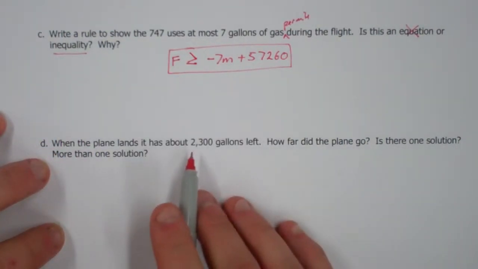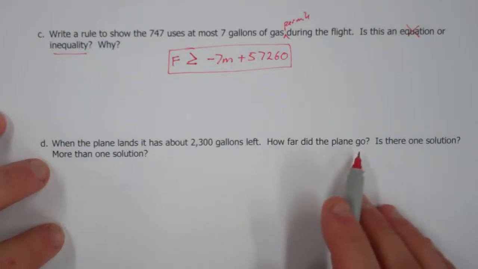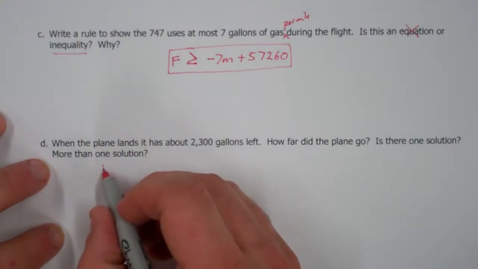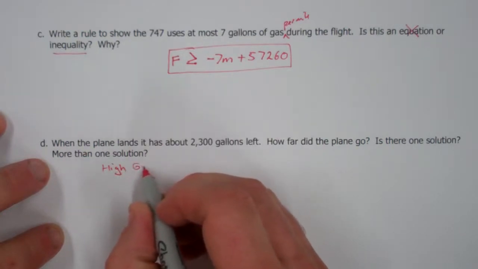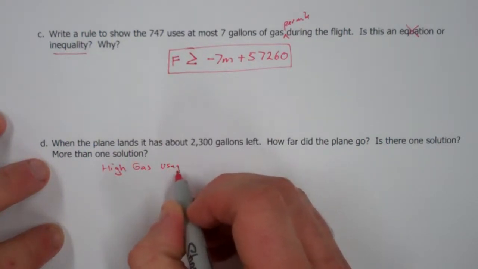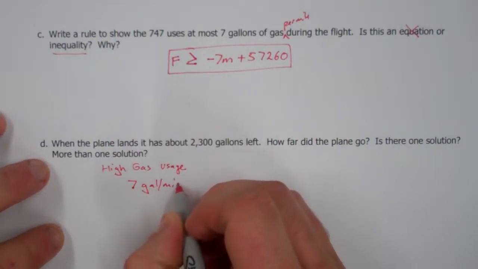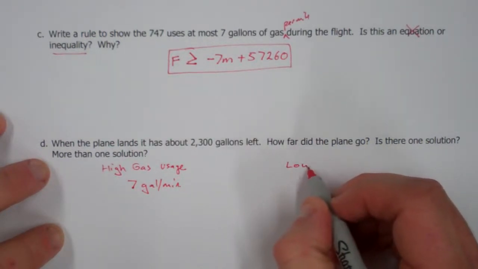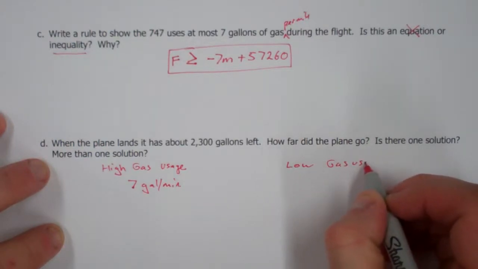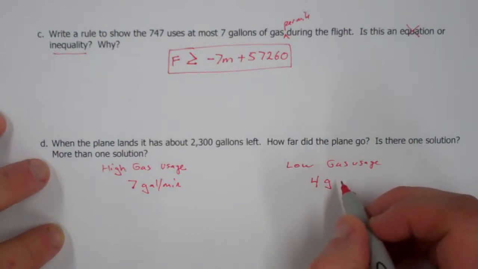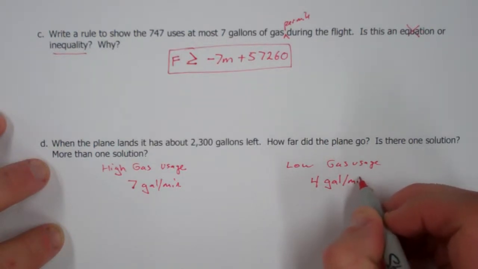When the plane lands, it has about 2,300 gallons left. How far did the plane go? Is there one solution or more than one solution? In this case, there could be a few different solutions. So let's go with high gas usage here. So that's going to be 7 gallons per mile. And then let's go with low gas usage here. And that's going to be that 4 gallons per mile.